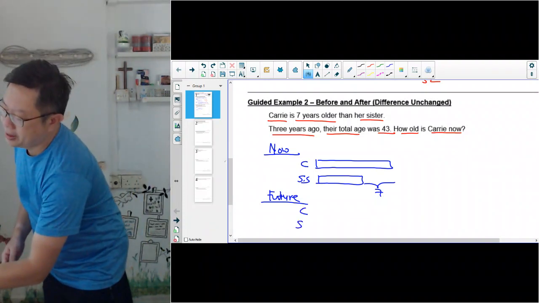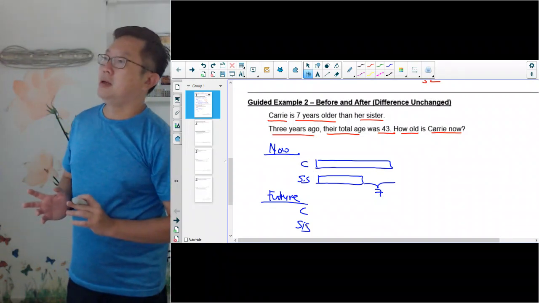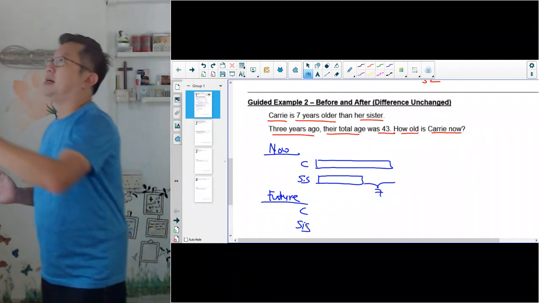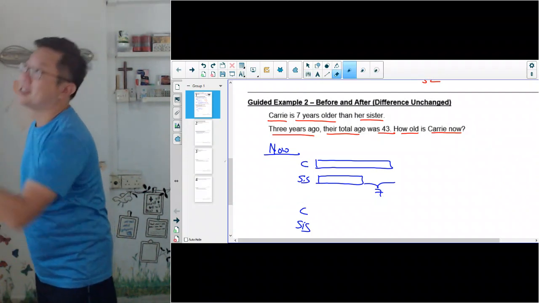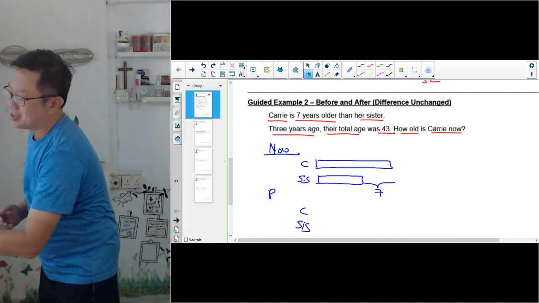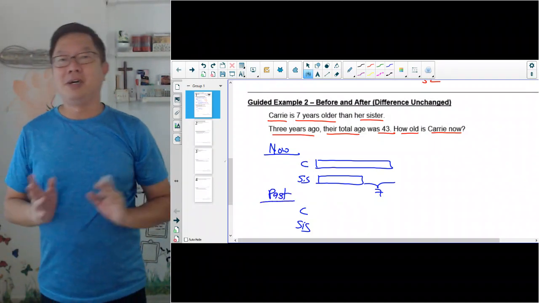So Carrie and the sister, right? 3 years ago. So what 3 years ago? Now and past. Okay, now and past. So not now and future, it's now and past. Okay, so wrong label. So now and past. Okay, so it means that 3 years ago, their total age was 43.